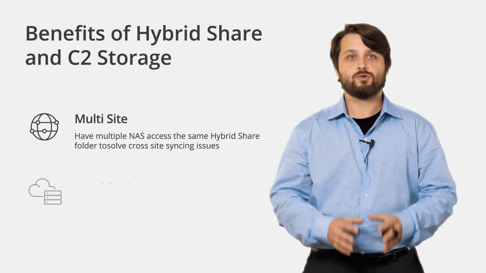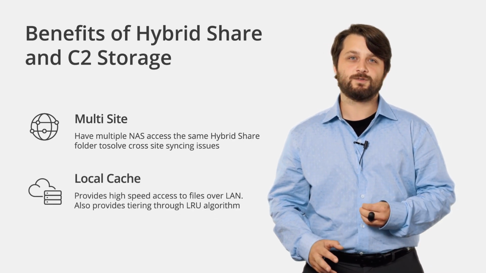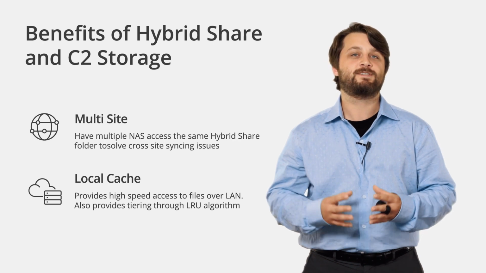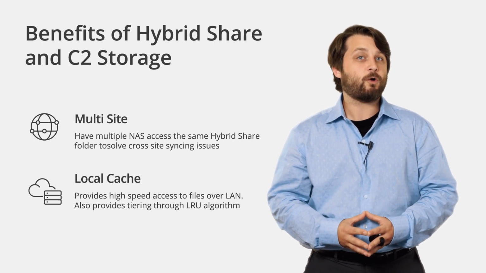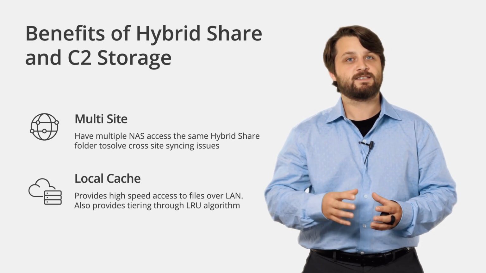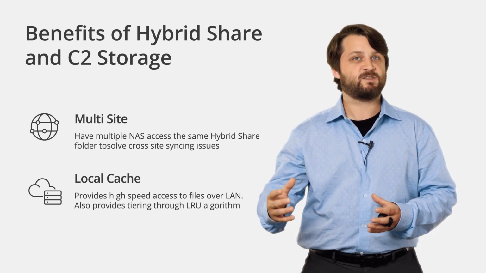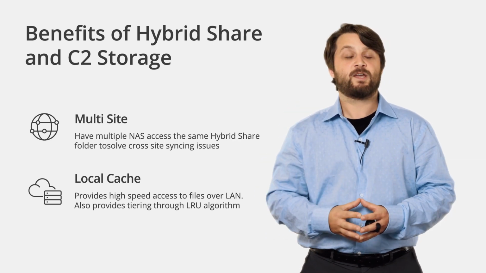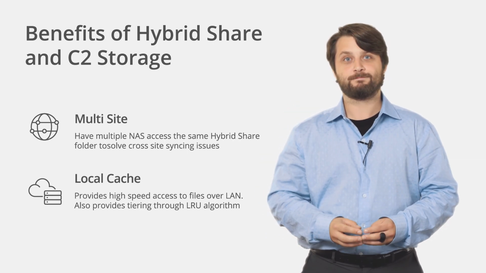On top of that, your local cache provides high-speed access to files over LAN, and there's also some tiering functionality there through a least recently used algorithm. If your hybrid share local cache gets full and you still need to add additional data to it, it will evict older data that you haven't accessed in a while and save that copy up to the C2 storage cloud and make room for that new data that you're uploading.